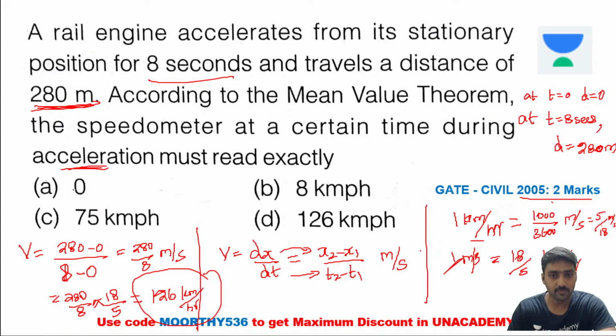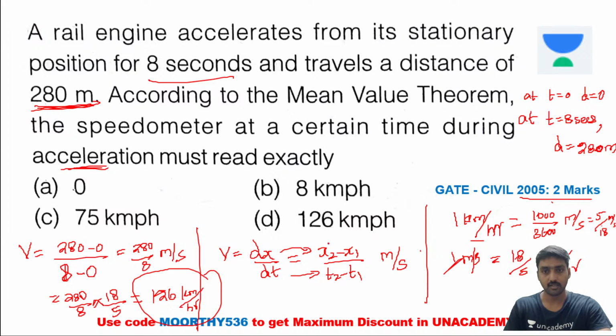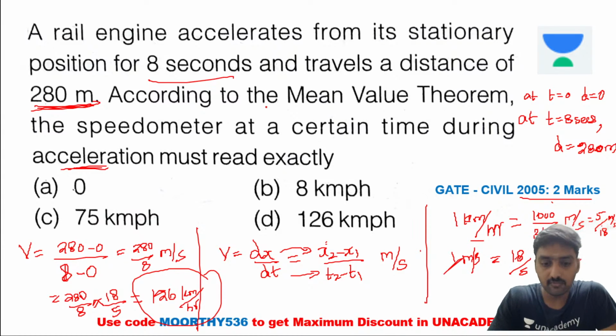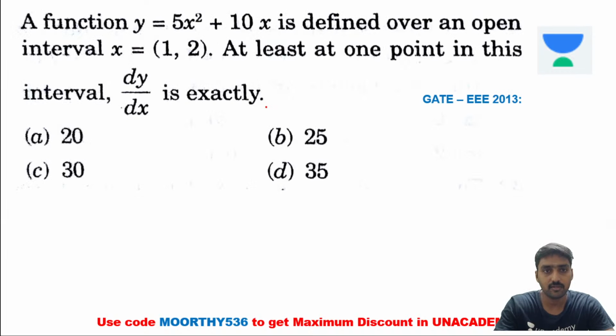Now as per the mean value theorem, it's the rate of change, right? At some intermediate point. So this is where we take the value f of b minus f of a, the final point and initial point. It's 126 kilometer per hour. Is it clear now? Mean value theorem. One more question I'm going to give you, you will get some idea about the mean value theorem.